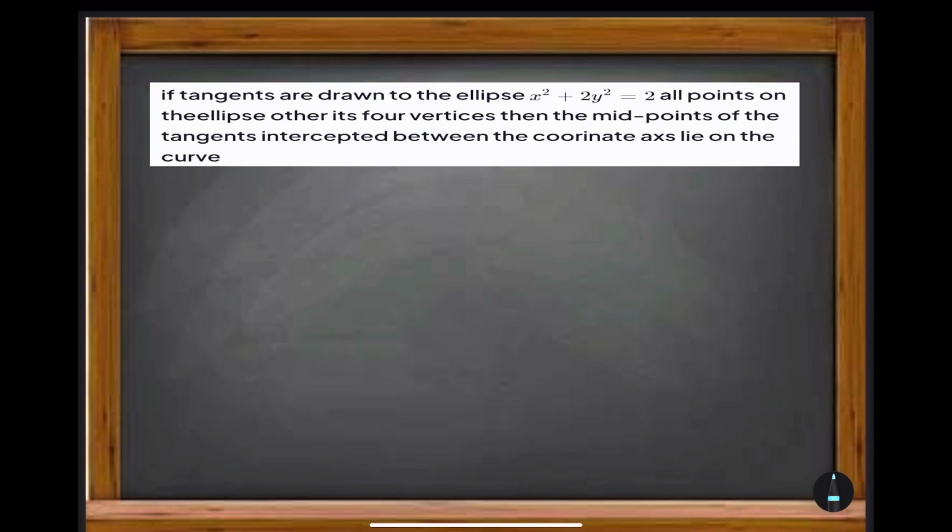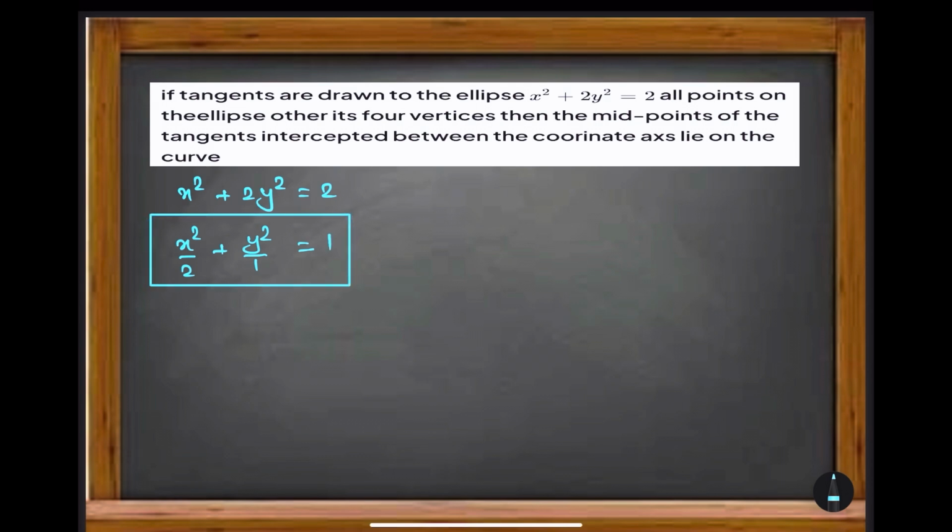Okay, so look at this. First try to observe your equation of curve. So it is x square plus 2y square equals to 2. So let's write down this thing in standard form. So x square by 2 plus y square by 1 equals to 1. So we got our equation of curve. Okay, so you know that it is a horizontal ellipse. I'll draw a smaller one. So suppose this is your ellipse.